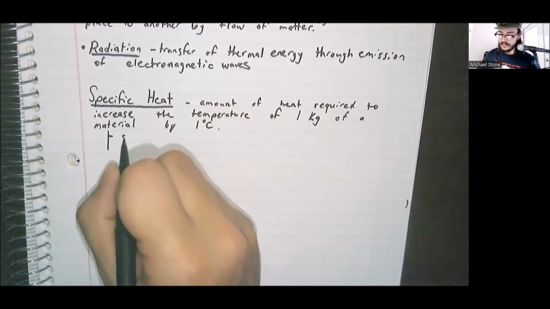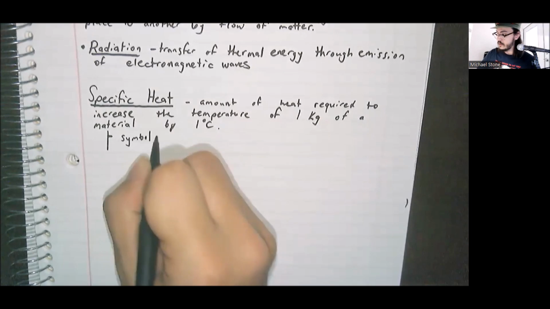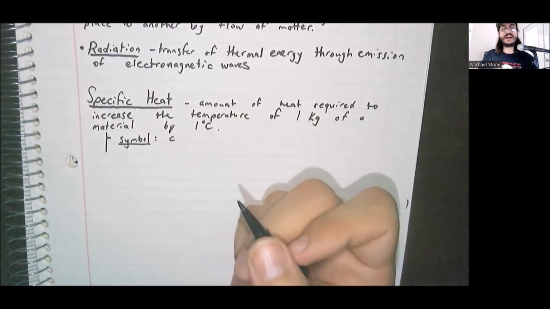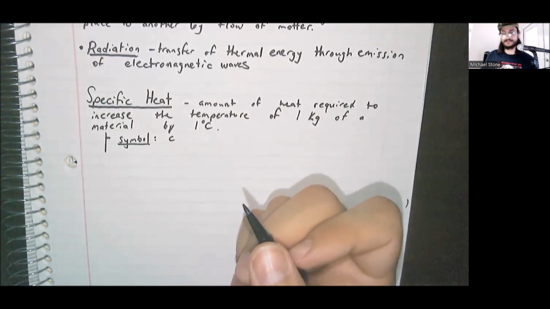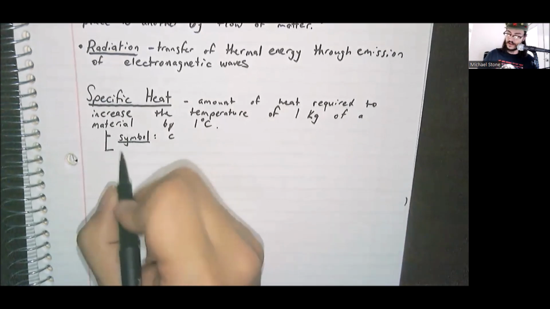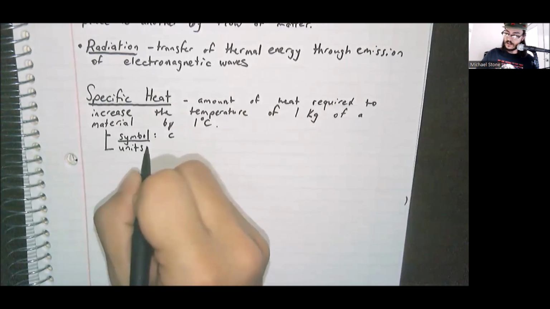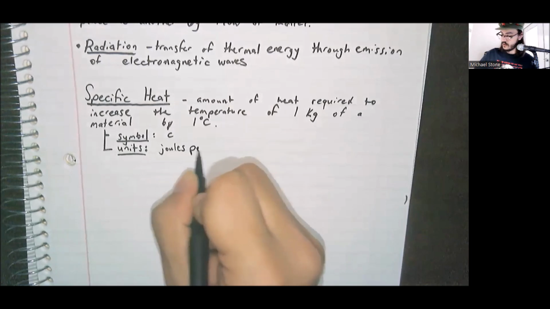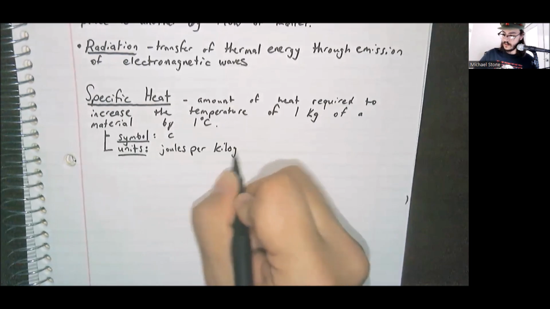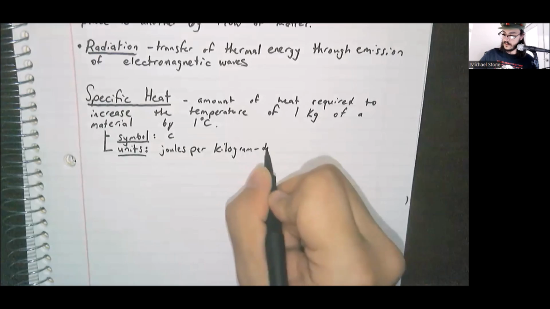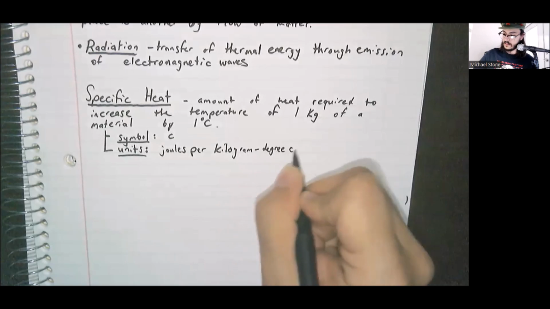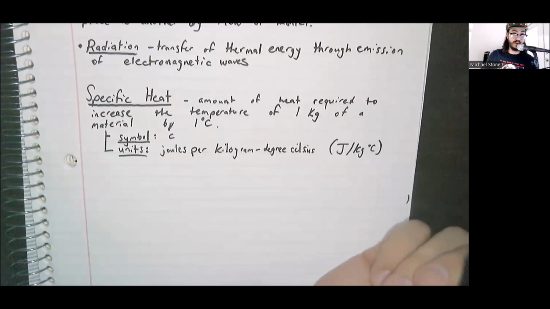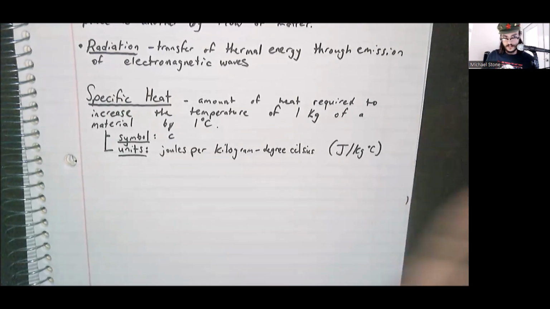Specific heat gets the symbol lowercase c, not to be confused with lowercase c for the speed of light. We really need some new letters to drop. Units, as I was just saying, would be joules per kilogram degree Celsius. Or you could do Kelvin, or you could do kilojoules, or regular grams, whatever.